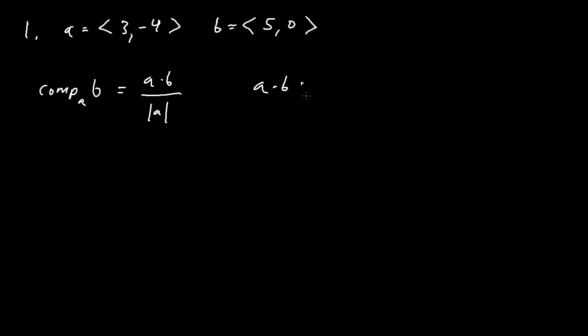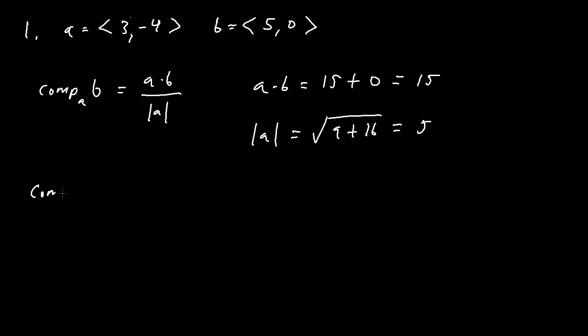So A times B is going to be equal to, let's go ahead and multiply the similar components. So the x components, 3 times 5, gives us 15. And then we add what we get when we multiply the y components, and negative 4 times 0 is 0. So the dot product gives us 15. And the magnitude of A is going to be the square root of the x component squared plus the y component squared. So 3 squared is 9, negative 4 squared is 16. And so that will give us the square root of 25, or 5.